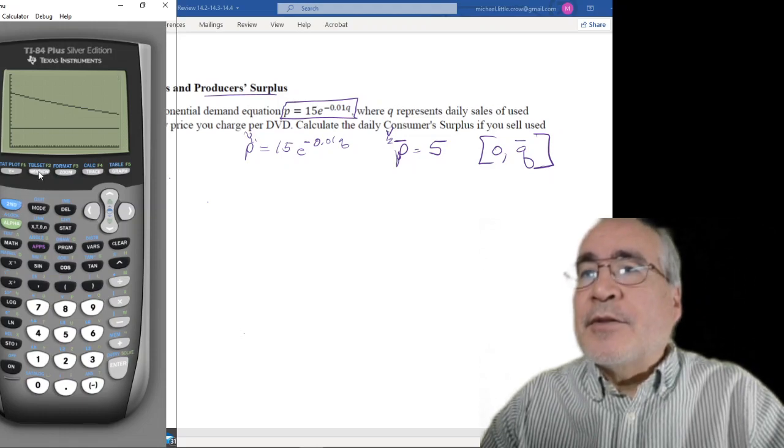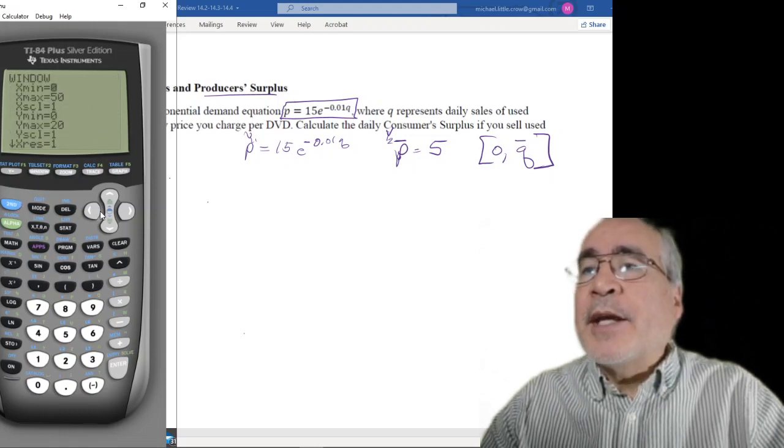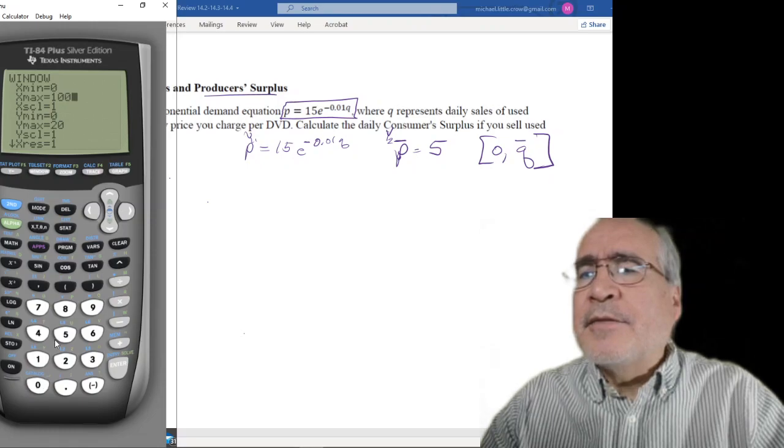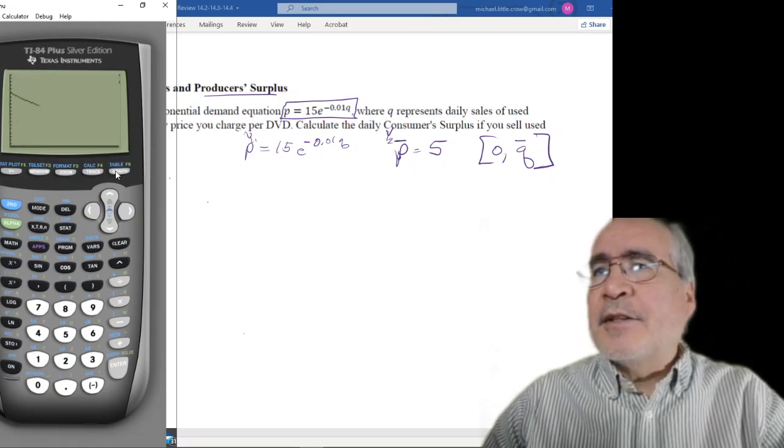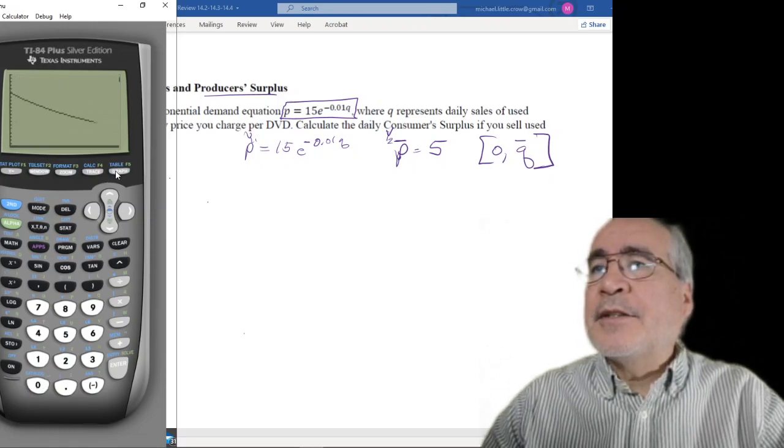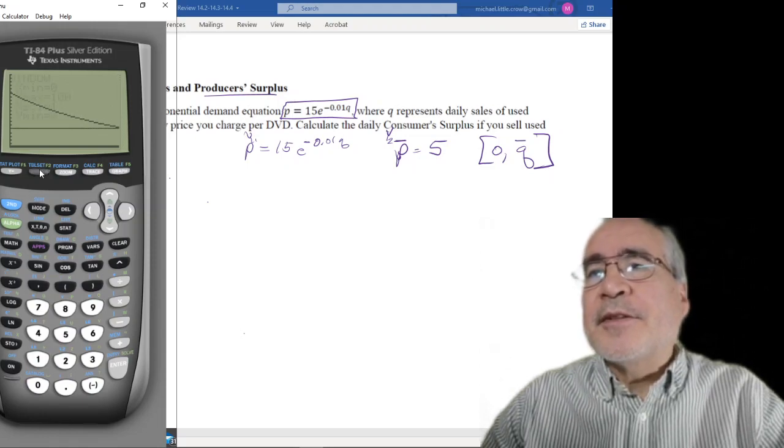Actually, not second. So we go back to window. We're going to make our X max. Let's go to, looks like 100 should do it, though maybe 150, but I think 100 will do it. We see the intersection just does it.